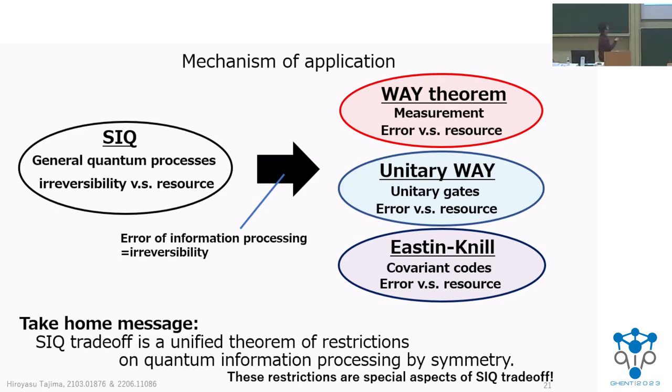And this SIQ trade-off relation is a trade-off between irreversibility and resource. So by focusing on the fact that error of the information processing is a kind of irreversibility, we can derive these theorems from here just by substituting some specific setup in our settings. So the take-home message is the SIQ trade-off, a unified theorem of restrictions on quantum information processing by symmetries. These restrictions are special cases, special aspects of this type of theorem.